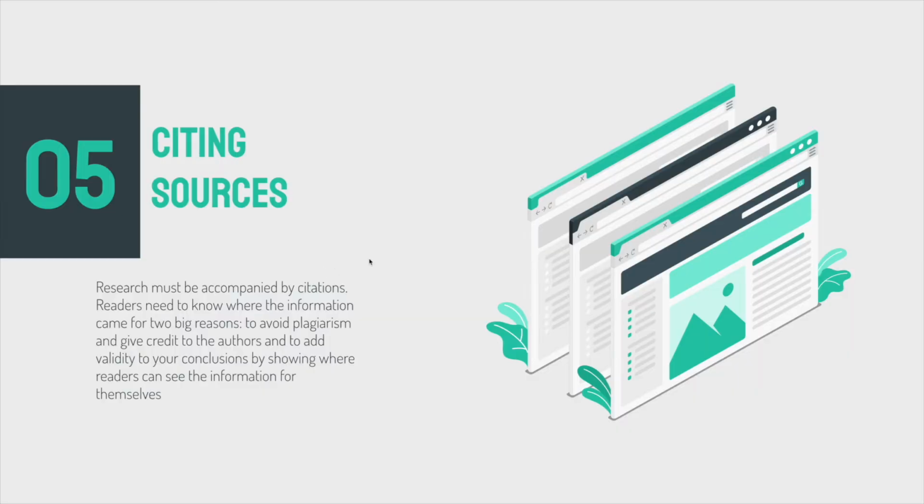Citing sources. Citing means giving credit where credit is due, and you have to do it in a specific way. Research must be accompanied by citations because when people read it, they need to know where the information came from for two reasons. One, to avoid plagiarism. So I know you didn't just like write it yourself, rather that like these ideas came from someone else.